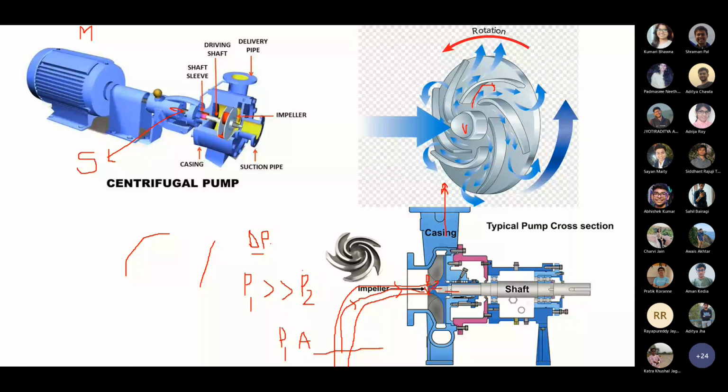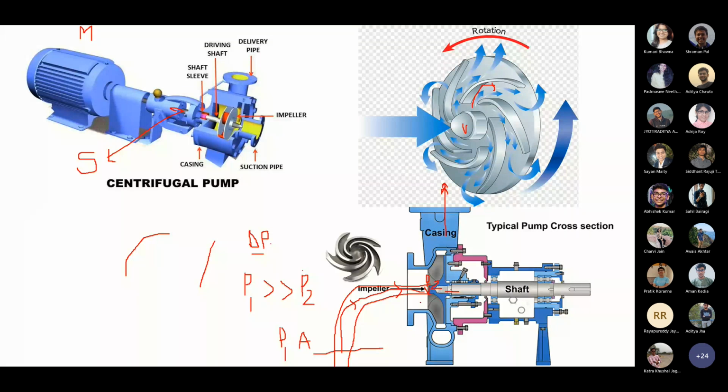So please wait. Sometimes you take a very low capacity pump, not this. I will give you in 5 minutes. Wait.